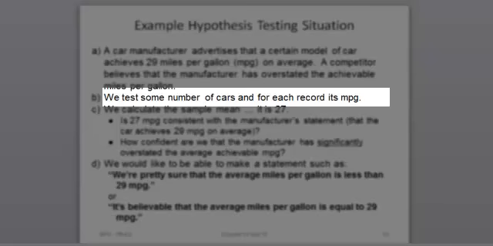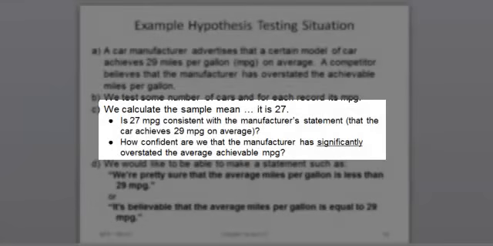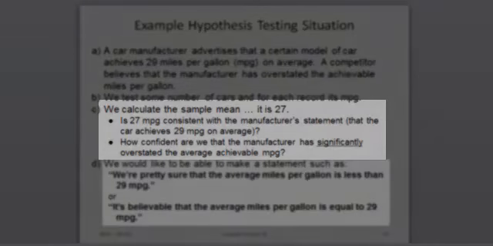Now, we test a number of cars, and for each record its miles per gallon. We calculate the sample mean being 27. Now, 27 seems less than 29, but is 27 miles per gallon consistent with the manufacturer's statement that the car achieves 29 miles per gallon on average? How confident are we that the manufacturer has significantly overstated the average achievable miles per gallon?